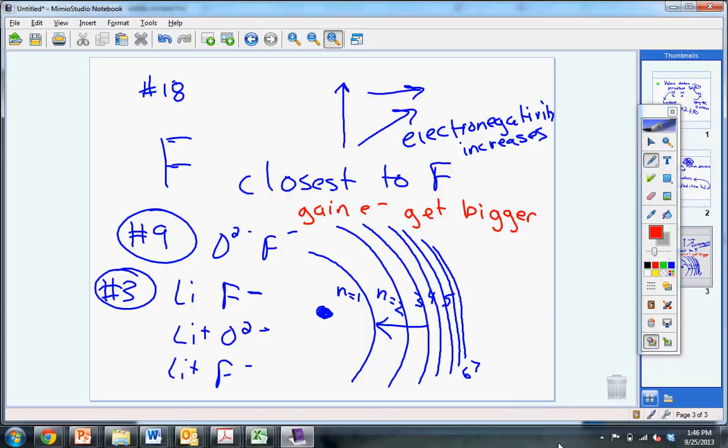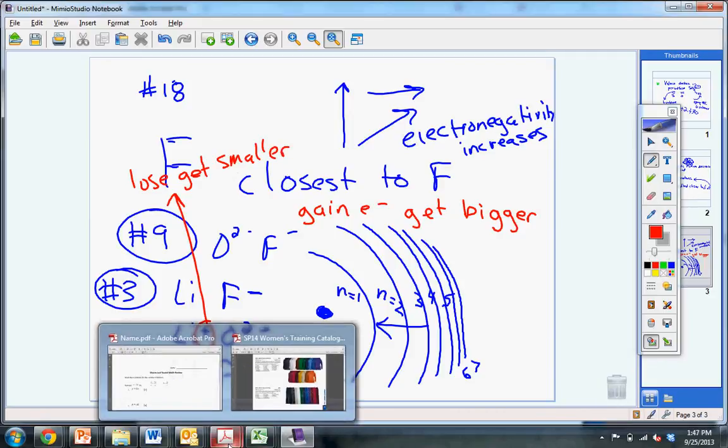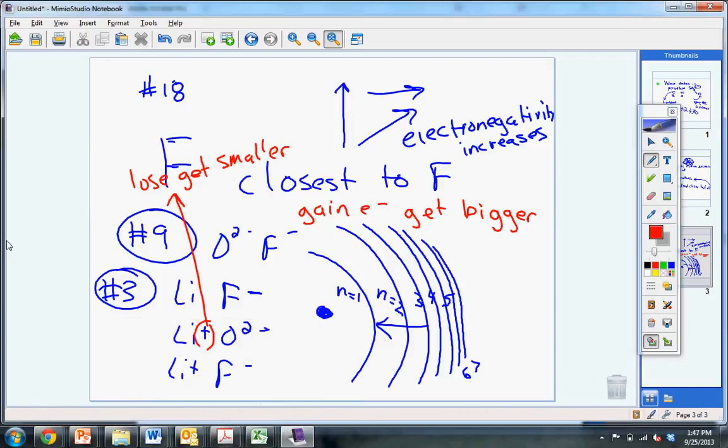This is gaining electrons, gaining electrons. So these guys are all getting bigger. Something minus should be bigger. Hold on. Now, if I lose electrons, I get smaller. Why? I now have more protons than electrons. So if I lose, I get smaller. But you have to understand where they start.